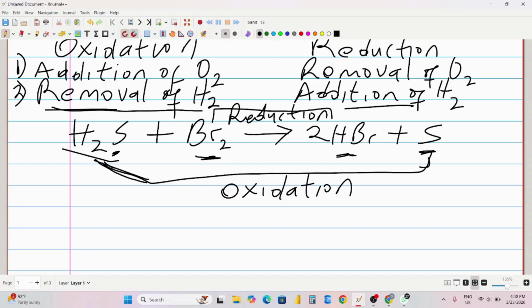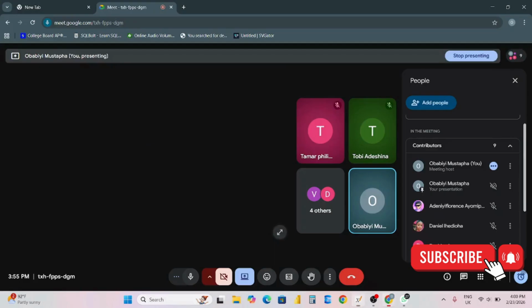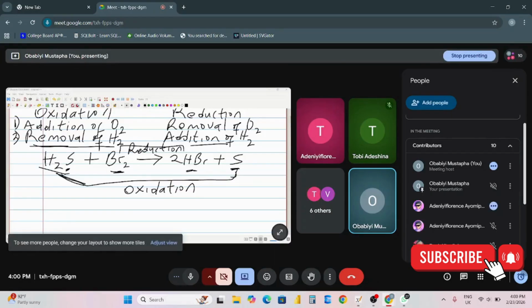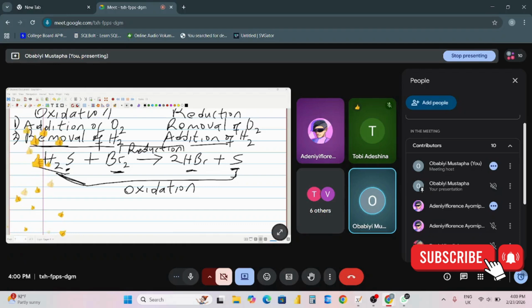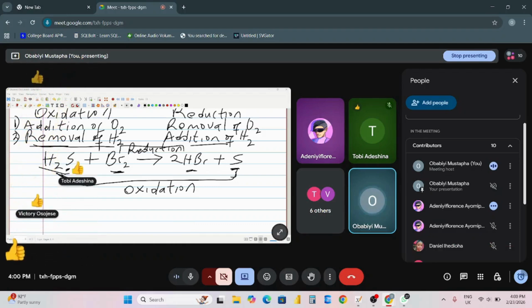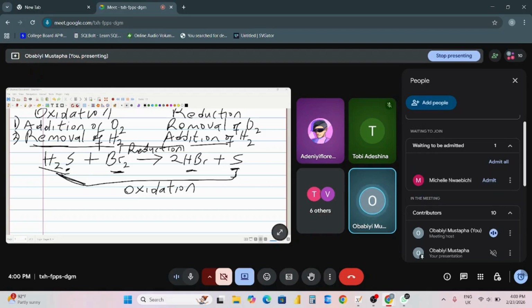Did we get that? Any question? Did you get that? Okay, good. So there will be questions that look like this, where they will tell you to identify oxidation and reduction from complete chemical equations and not ionic equations.